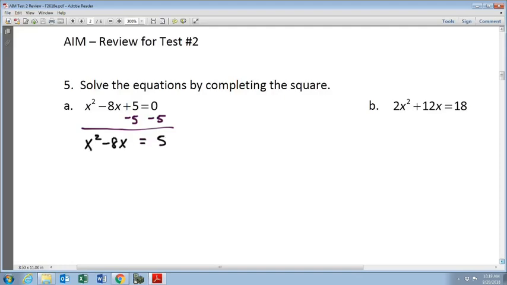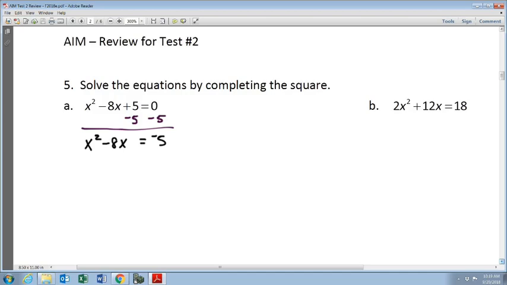And so we will get x squared minus 8x on the left. And 0 minus 5, whoops, that should be negative 5 there. Let me fix that. And so let's go ahead and complete the square now.